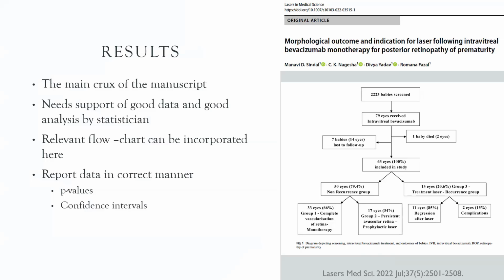Relevant flow charts can be incorporated. So again, there are these CONSORT flow charts and all which you require for a study. So again, this is from our study on ROP, and you can see how many babies were screened during that time, how many babies received bevacizumab, 7 babies lost to follow-up, 1 baby died. So 63 eyes were included in the study. And then this is what were the outcomes of those. So these kinds of charts can be given, and you can report data in a correct manner.